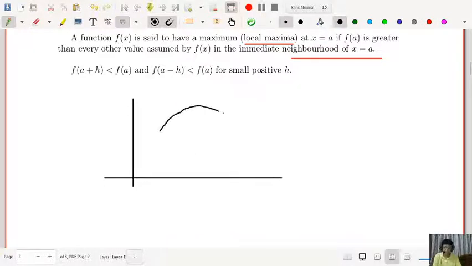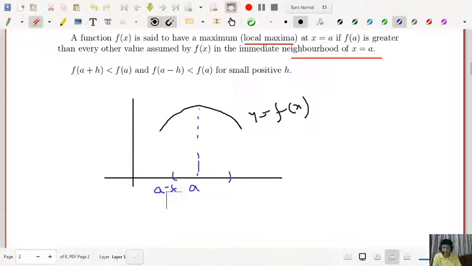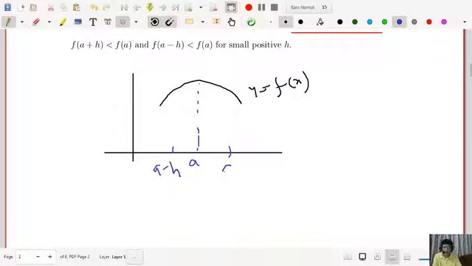Suppose this is the function, y equal to f(x), and take a point a, this is your point a that I was talking about. You take a small neighborhood of a, that is a minus delta, or in this case I have taken h, so let us take a minus h. So it's a small neighborhood, a minus h, and this is a plus h. It is magnified here, and let's drop the perpendicular. So this is your region.